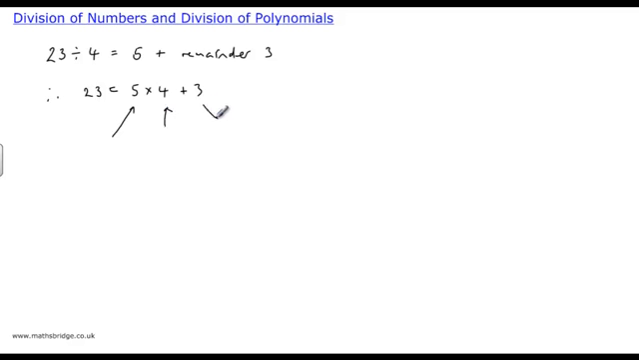The three numbers on the right hand side of this equation now have different names. We have a remainder, we have a divisor, and we have a quotient.